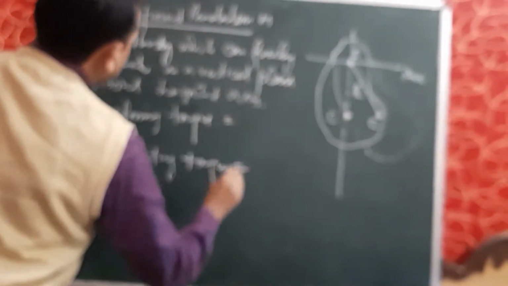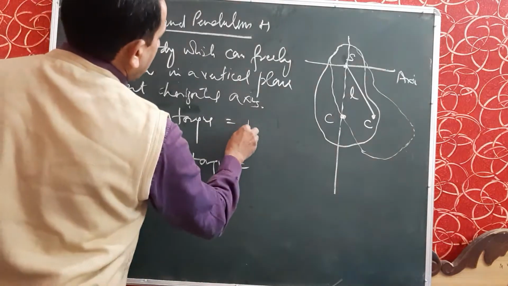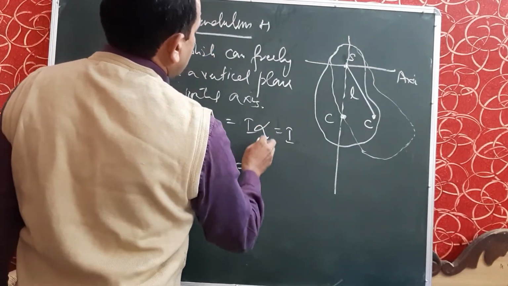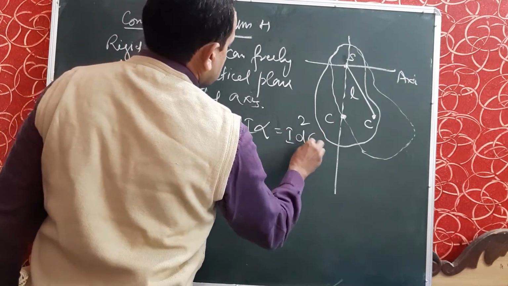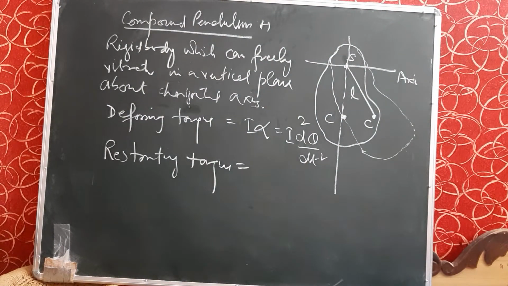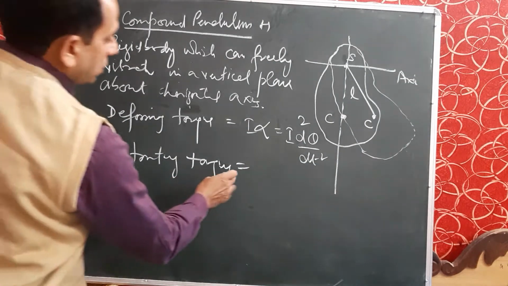We know that there are two equations. First is the deforming torque and second is the restoring torque. Deforming torque is I alpha, where I is the moment of inertia and alpha is the angular acceleration, which may further be written as I d square theta upon dt square. So, this is the first equation.